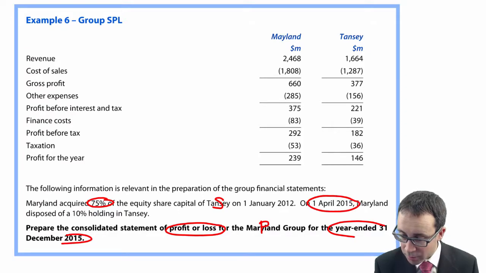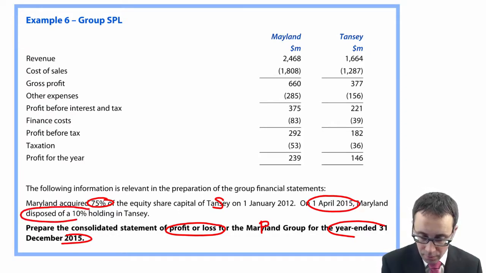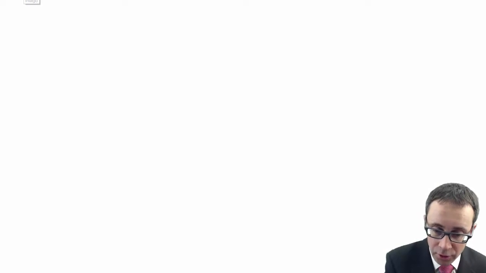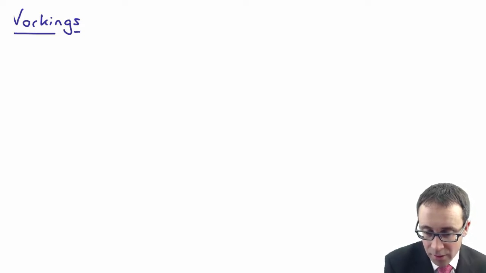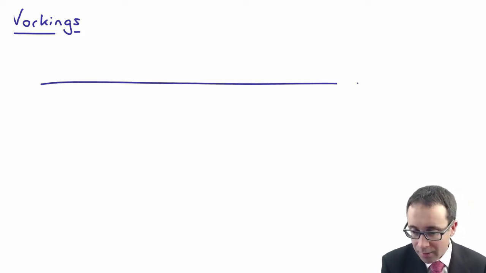On the 1st of April 2015, Maryland disposed of a 10% holding in Tansy. So there has been a disposal. We've finally found out what actually happened. What I would do, before plowing into putting in everything you know about the statement of profit or loss, is put in a little working to help you understand exactly what's happening.